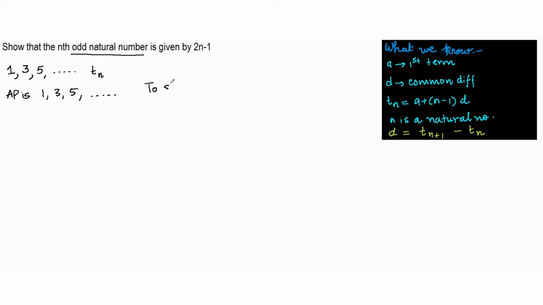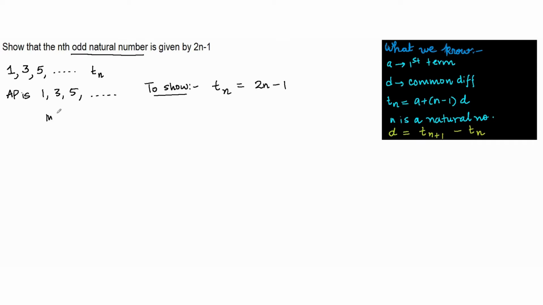I have to show that the nth odd natural number, that is the nth number in this sequence, is given by 2n minus 1, right? Now, how can I find the nth term? What I can do is, I know that the AP is 1, 3, 5, so I can find the general term of this particular sequence, and that is going to be the nth term, right?